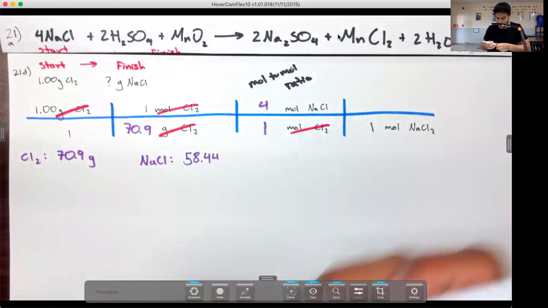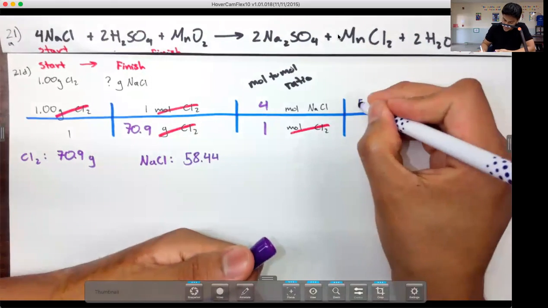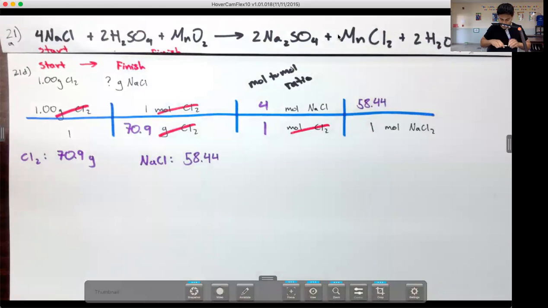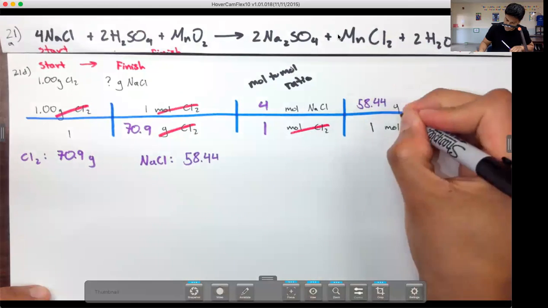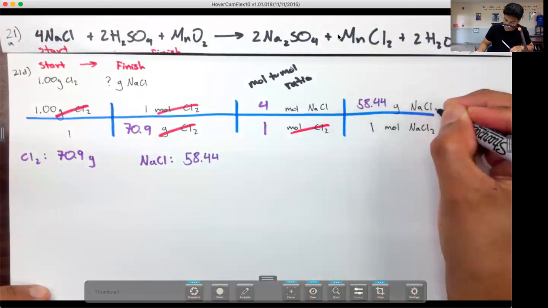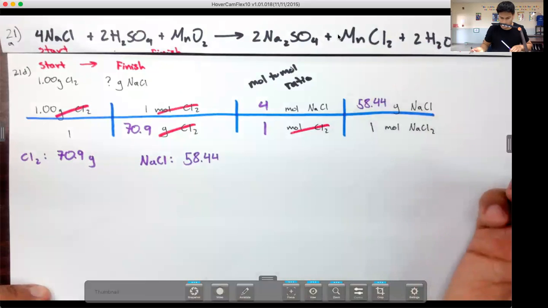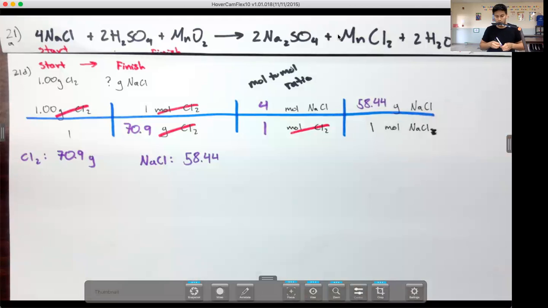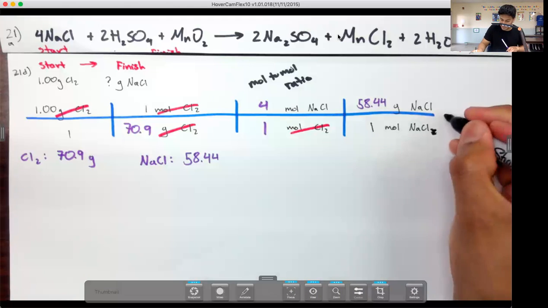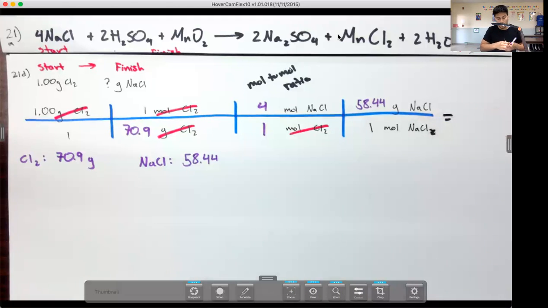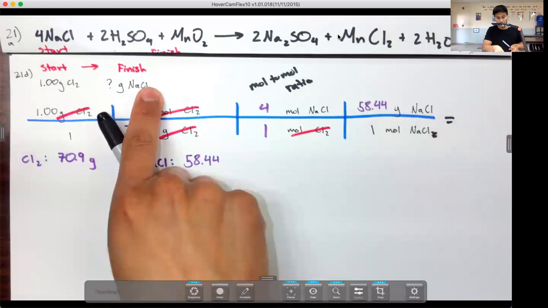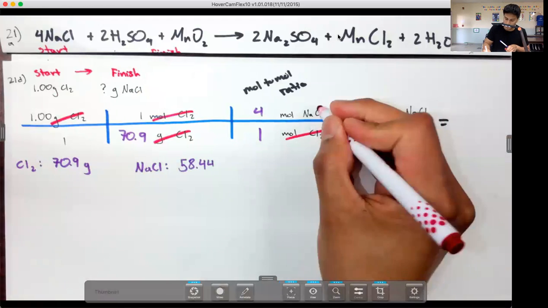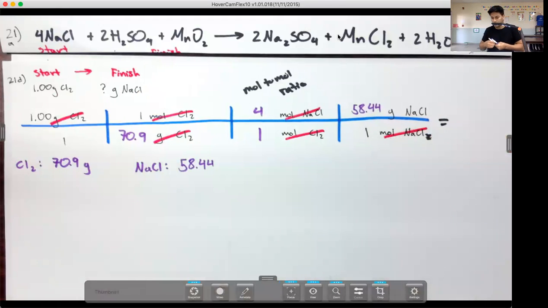Okay, so let's go ahead and write that down. 58.44 grams of sodium chloride. I don't know why I wrote NaCl2 of sodium chloride. So if we look, we have gone from grams of chlorine to grams of sodium chloride, because here's grams of chlorine and here's grams of sodium chloride. Let's cancel out everything.